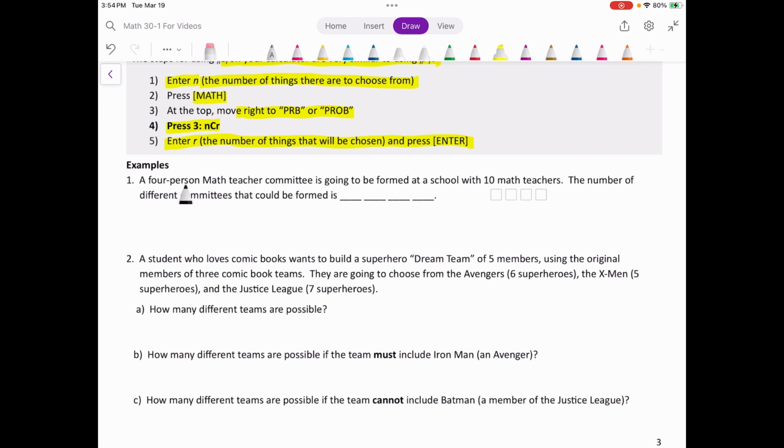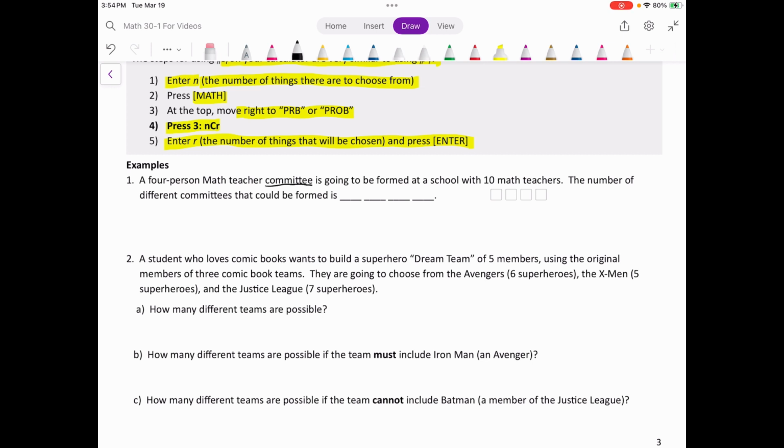A 4-person math teacher committee is going to be formed at a school with 10 math teachers. The number of different committees that could be formed is, okay. So thinking about this, does order matter for a committee? Well, no. If we choose 4 people, they're on the committee. Doesn't really matter what order we choose them. They're all on this committee. A committee's like a team, basically.